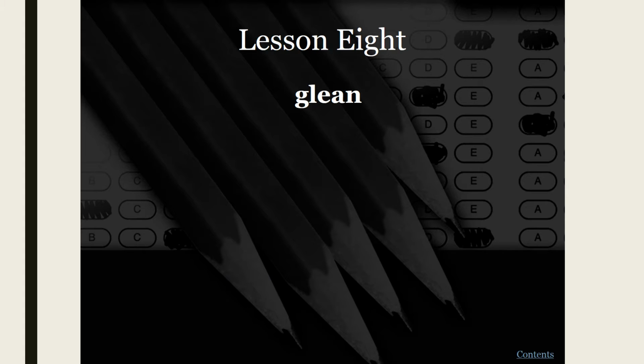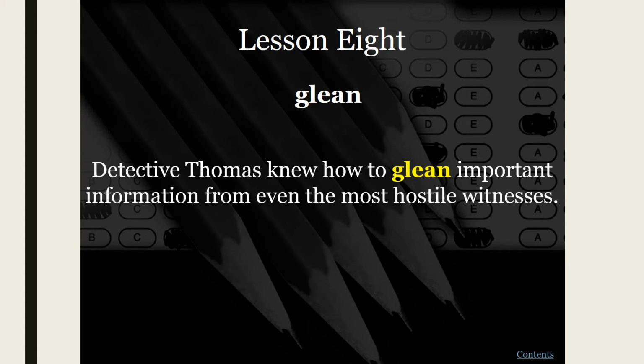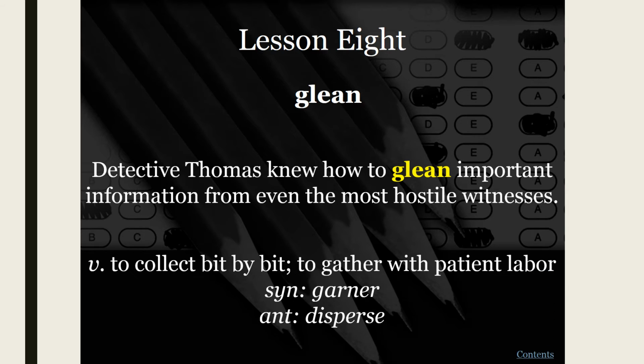Our next word is glean. Verb. Like I said, many verbs this week. Detective Thomas knew how to glean important information from even the most hostile witnesses. He's good at what he does. He has to gather information so he can make a decision about who to charge for a crime. And so he collects evidence bit by bit, gathers with patient labor. A synonym would be garner. The opposite would be disperse.